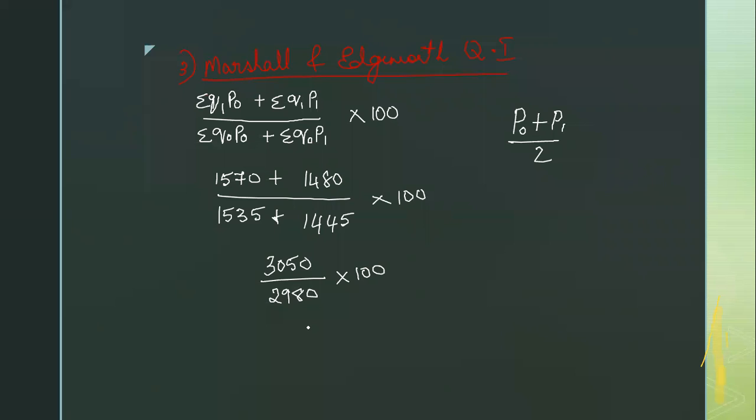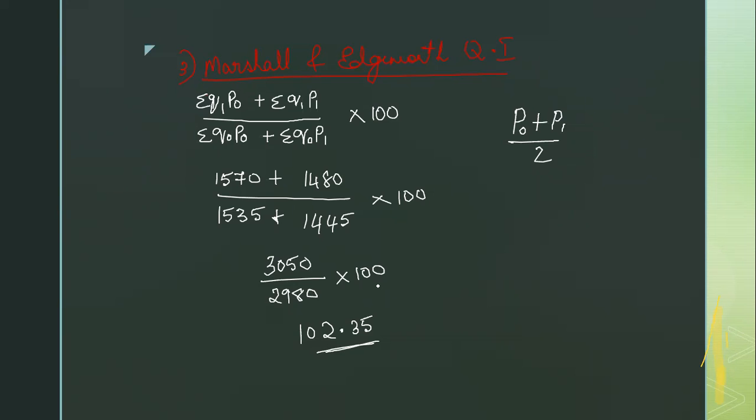Okay, you're getting 102.35. Good, this is the answer. Some have got 3, 4. It is not a problem. Some have rounded it off, some have not rounded it off. That is not a problem. The 102 should be right.